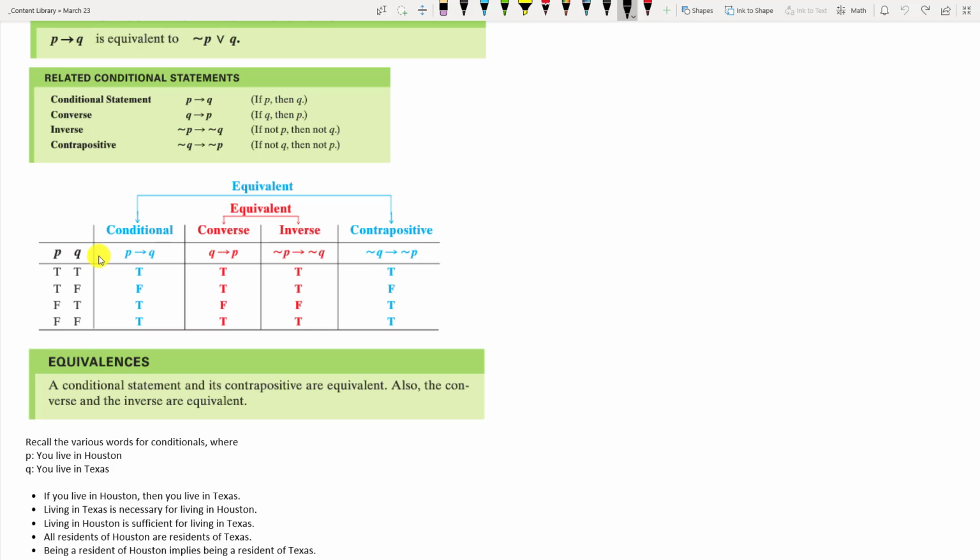If you build out truth tables, which they have done here for us, you realize that the conditional statement gives true, false, true, true, and the contrapositive gives true, false, true, true. So those two are equivalent. If you ever see if P then Q, and then if not Q, then not P, those are the exact same equivalent statement. Likewise, if you build out the converse and the inverse, they have the same truth values. So this box describes that a conditional statement and its contrapositive are equivalent, and the converse and inverse are also equivalent.